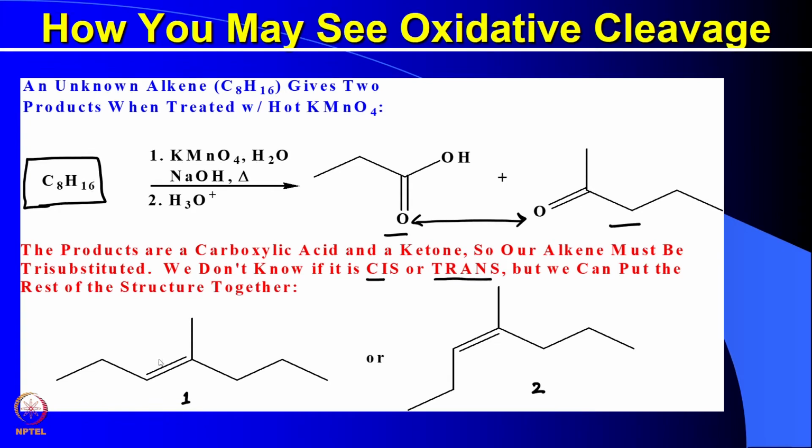If you cleave this double bond, you would get the 1, 2, 3 carbon chain, and the other side would be the ketone. So you would get this ketone. If you cleave here, then also you would get the same thing and the ketone. So therefore, these two alkenes on cleavage can produce these two carbonyl compounds. Therefore, these two are the possibilities for this molecule, which is C8H16.